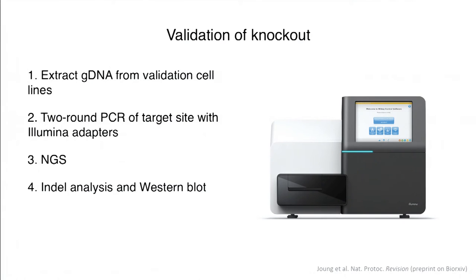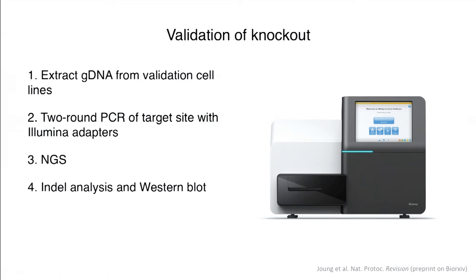So for knockout, we will extract the gDNA from the validation cell lines. In this case, we recommend a two-round PCR of the target site with Illumina adapters. The reason we do this is that, say you have 10 to 20 target genes that you want to go after. This corresponds to about 30 to 60 different guides, and you have many, many different conditions. So you want to do a two-round PCR because it allows you more flexibility. After amplifying the target sequences of these guides, you can attach different barcodes. You can adjust the second round of primers to whatever barcodes you want to attach for the particular amplicon.